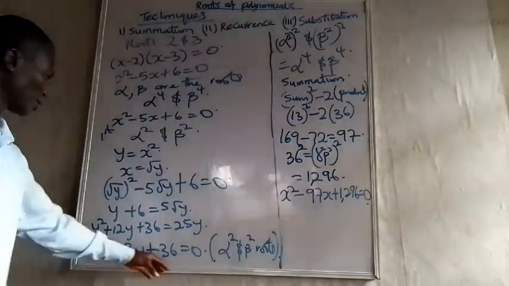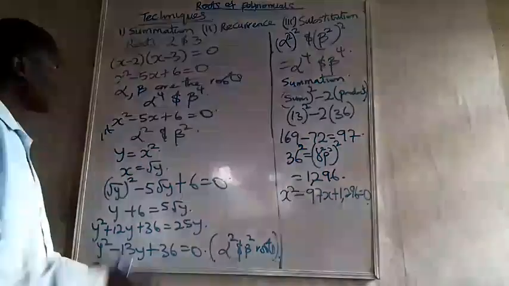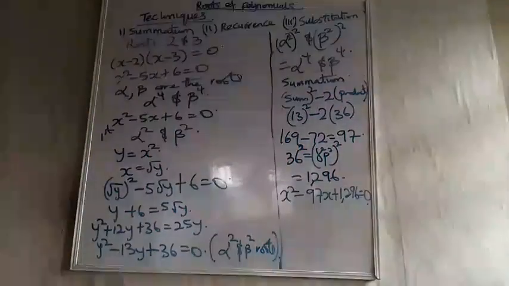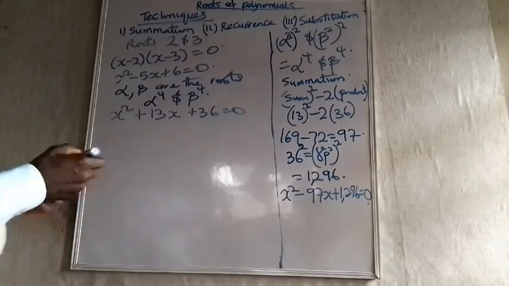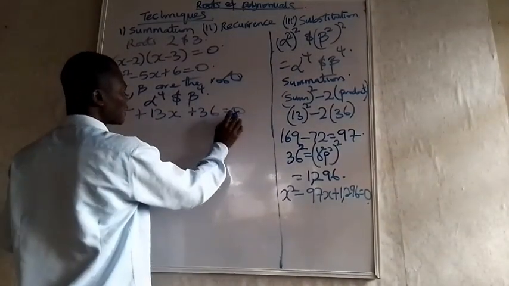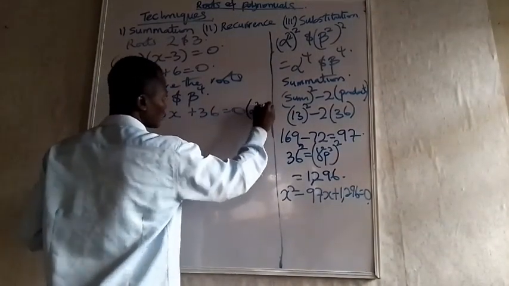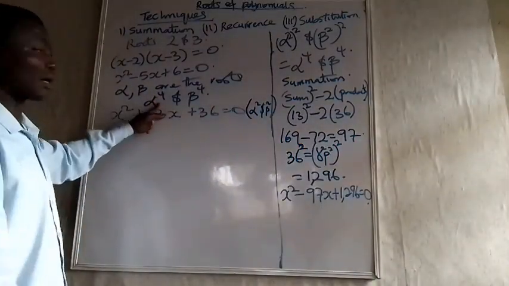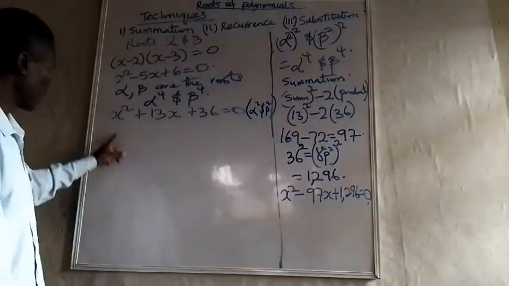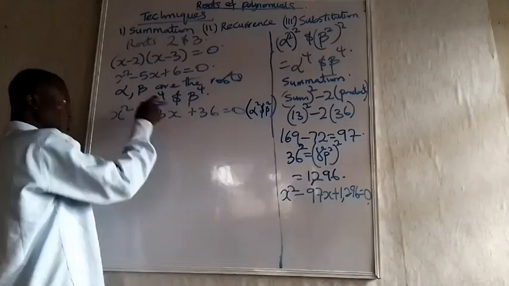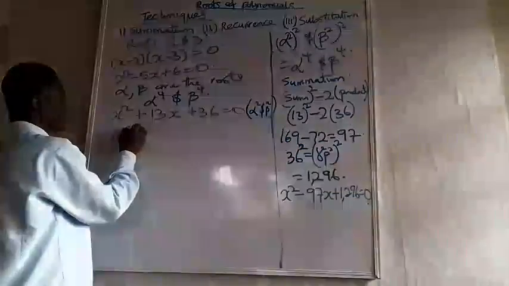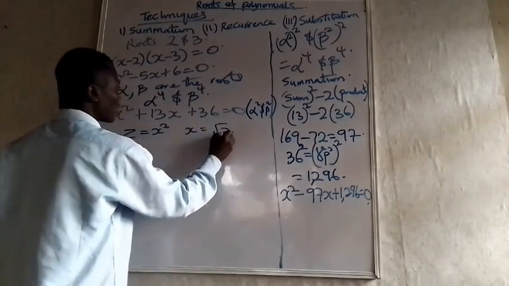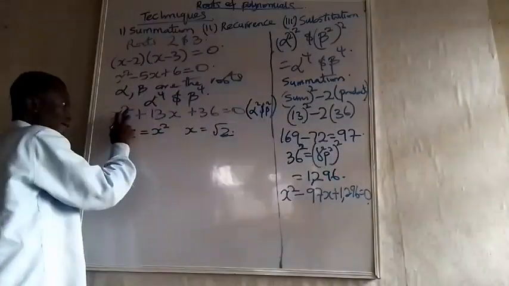Now, since we have gotten this equation for alpha to the power 4 and beta to the power 4, why don't we apply substitution and see if we can get the same thing? Now, the equation with alpha squared and beta squared as the roots is this. For us to get the equation with alpha raised to power 4 and beta raised to power 4, that will now be the square of these roots. So we are going to have z equals x squared. So x equals root of z. So we now substitute root of z for x in the equation.